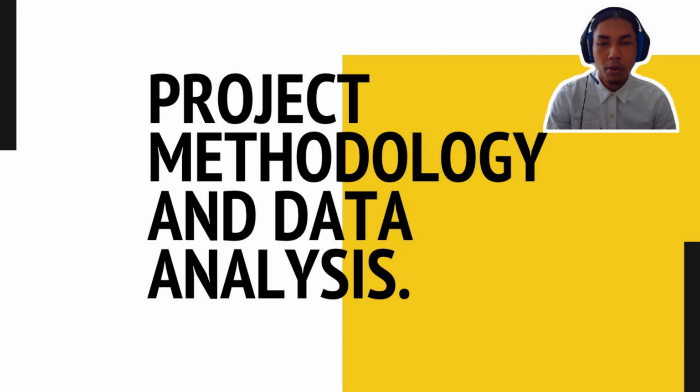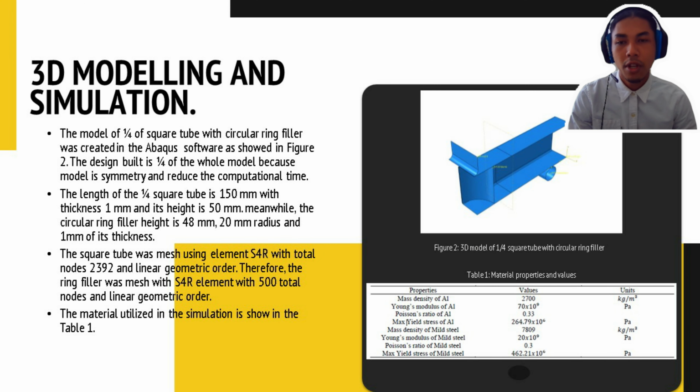Next, we go to the project methodology and data analysis. First of all, 3D modeling and simulation. The model of quarter of square tube with circular ring filler was created in Abaqus software, as shown in Figure 2. The design build is 1/4 of the whole model because the model is symmetry and to reduce the computational time. The length of the model is 150 mm with thickness 1 mm and 50 mm height. Meanwhile, the circular ring filler height is 48 mm, 20 mm radius, and 1 mm thickness.